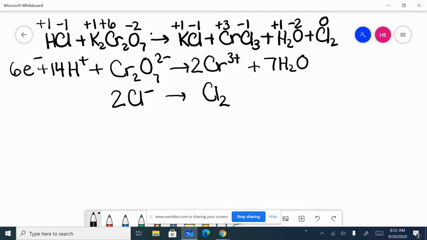Down here, I have a charge of 2 minus on the reactant side, so I'll add 2 electrons to the product side like such. If I multiply this by 3, that will give me the right coefficient. So let's just distribute that 3 out with all of them. So this is a 6, 3, 6 electrons.